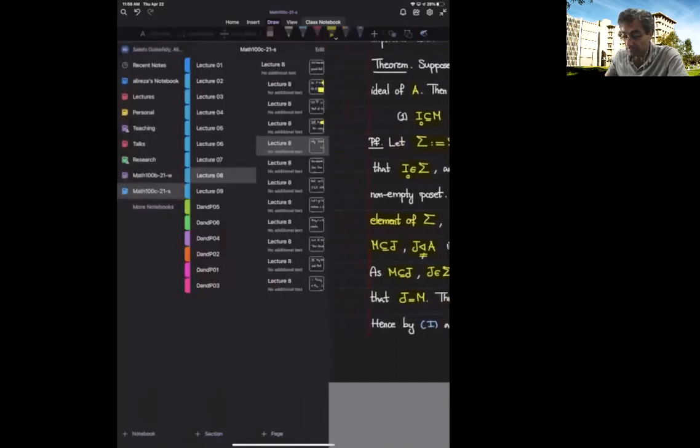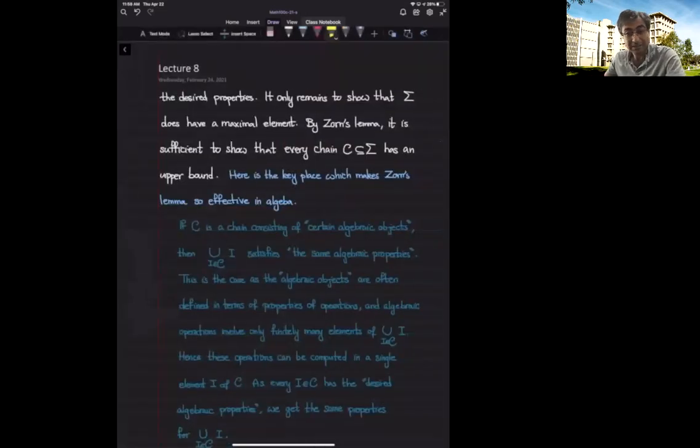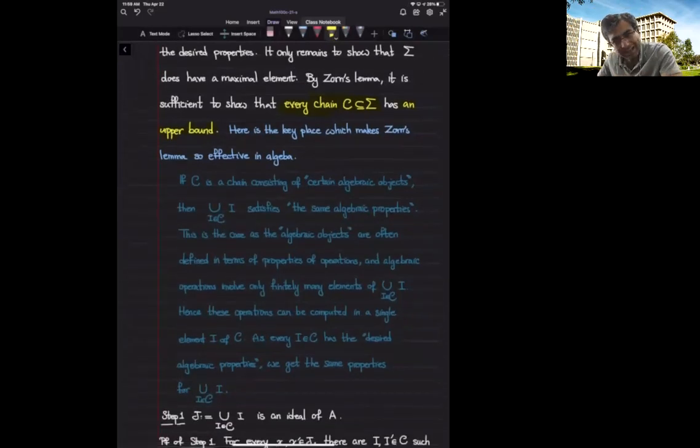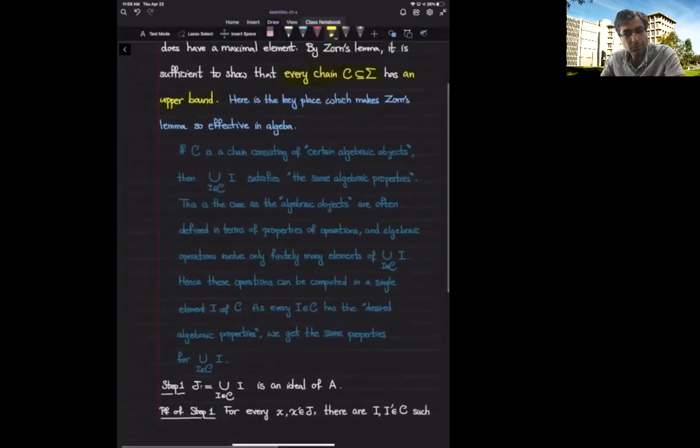So I'm going to use Zorn's lemma to show sigma has a maximal element. By Zorn's lemma, it's enough to show that every chain has an upper bound. This is the place, again, let me emphasize, this is exactly the place why Zorn's lemma is so effective in algebra. So this is the part that I've explained earlier, but let me go through it again in this general format and explain why this kind of scheme is quite useful in algebra.